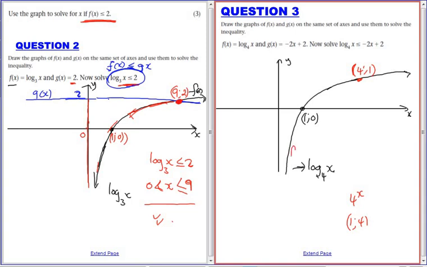This is function of x. Now we would like to draw that straight line, g(x) = -2x + 2. The first thing you try and do is to get the x-intercept by putting y of 0.